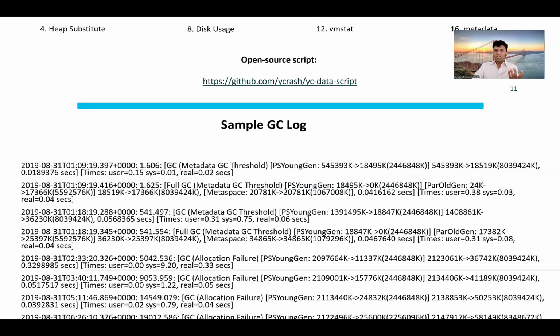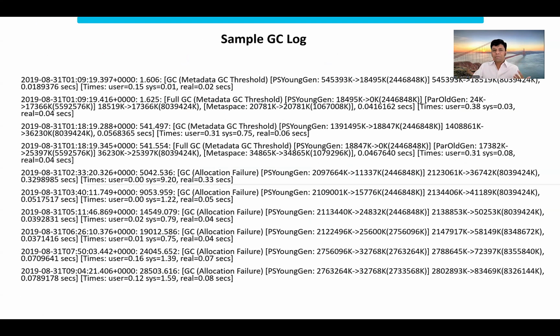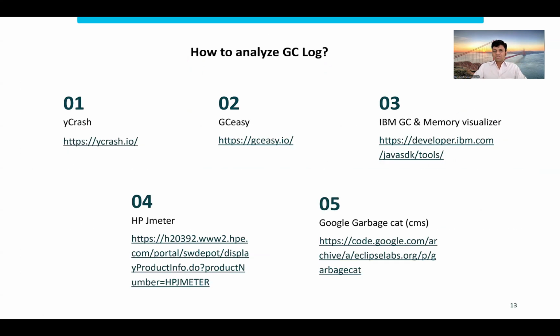How does the GC log look? This is how a GC log looks. You can open it up in a text file and look at it. It's a pretty cryptic file, not very trivial to look at and analyze. So you are welcome to use some of the tools available in the market to analyze the GC log. Ycrash and GCeasy are from our company, but there are also other tools available. You're welcome to use whatever you prefer. So take the GC log and do the analysis.